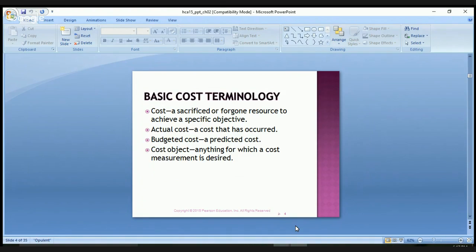And then cost object: anything for which a cost measurement is desired. A cost object could be what you're producing. It could be a vehicle if you're Toyota. If you're, say, Boeing, it could be an airplane. It's whatever you're producing. It could be this table or this chair if you're manufacturing chairs or tables.